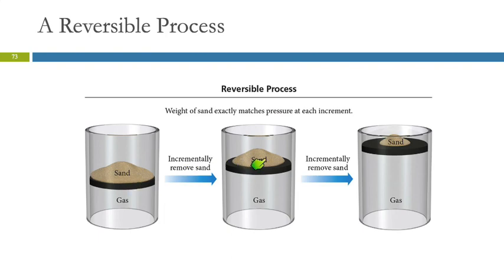So we can incrementally remove the sand, and the gas will expand. You can go the other direction as well by adding a piece of sand. This is like in calculus where you've got the area under the curve and you're chopping it up into these little teeny tiny pieces, right?